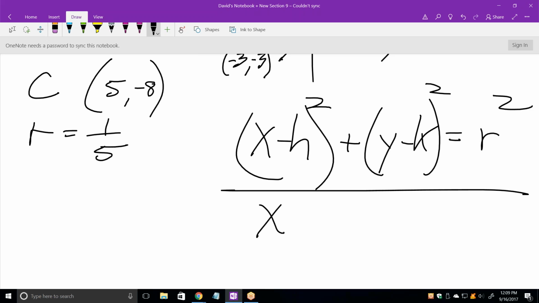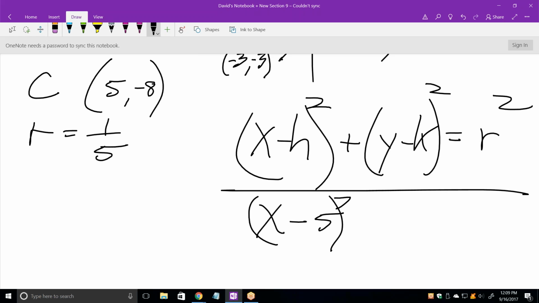So what is it? It's x minus what? x minus, what is h plugged into? h is the x-coordinate of the center. X coordinate of the center, so it'd be 5? Yep, that easy.